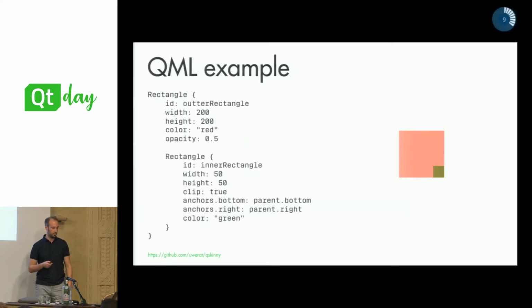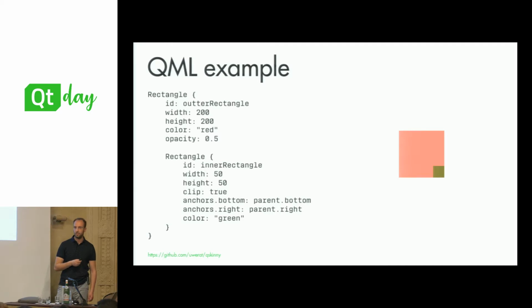Yes, so quick example. This is some sort of hello world-ish QML. Even if you didn't write QML yet, I hope you can somewhat guess what it does. You have two rectangles nested here that you see on the right. You have a big rectangle, 200 by 200, red. It's like this rosé because its opacity is set to 0.5, meaning it's semi-transparent.